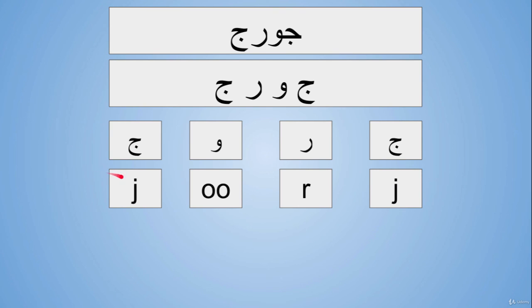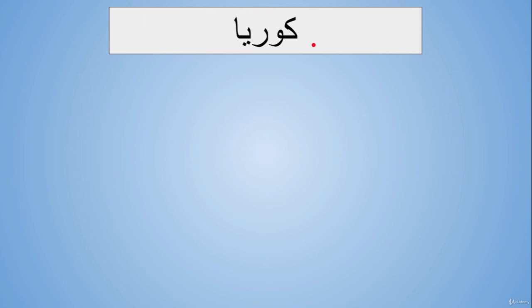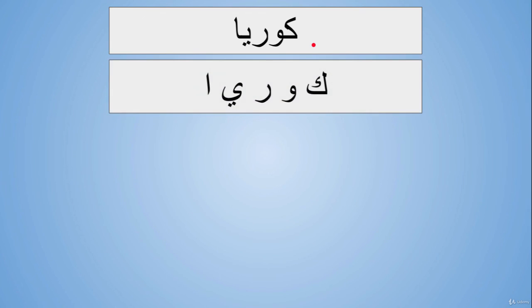Let's put it all together. It will be like George. So this is actually the name George in English, and you are able to sound it out using only the letters. This can be the case for many non-Arabic names, that you can sound it out just with the letters. And let's take this word and break it down into letters.